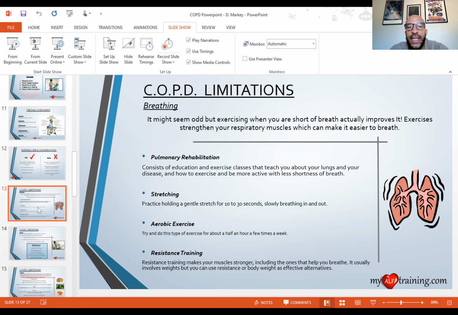Not everyone will have this, but this is good because it educates the patient and offers exercise classes that teach the patient about their lungs, the disease, and how to exercise and be more active with the disease, and therefore decreasing their shortness of breath. Because as it says on the top of this slide, it might seem odd, but exercising when you're short of breath actually improves it. And also, it gives you that confidence that, hey, yes, I was short of breath, but I still walked.